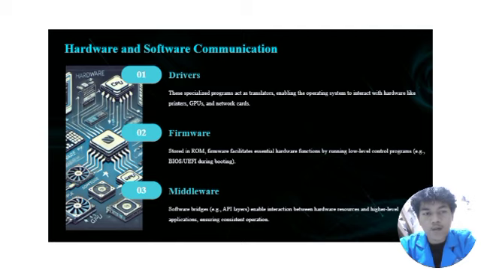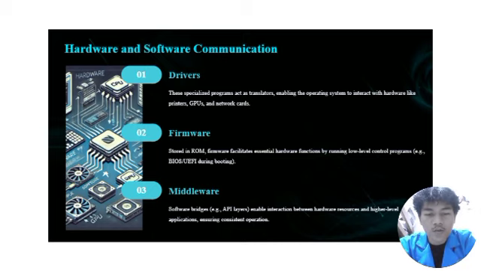Hardware and software communication. Drivers. The driver acts as a translator, enabling the operating system to interact with hardware like printers, GPU, and network cards.